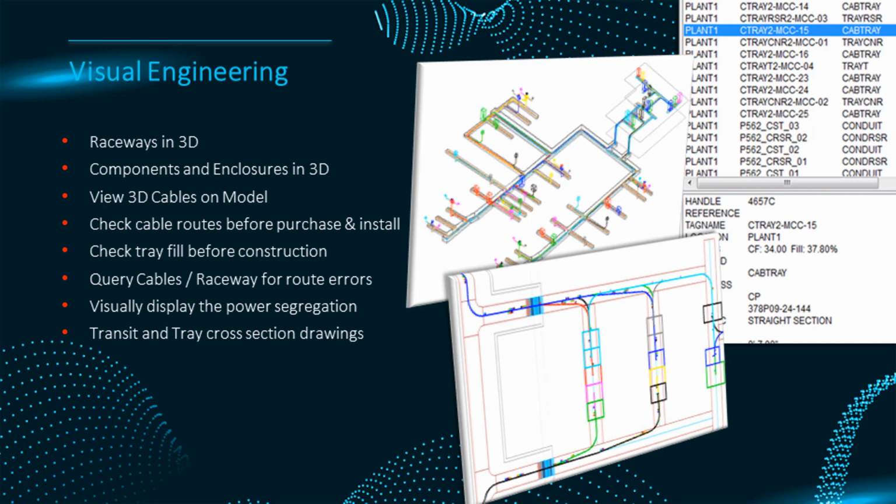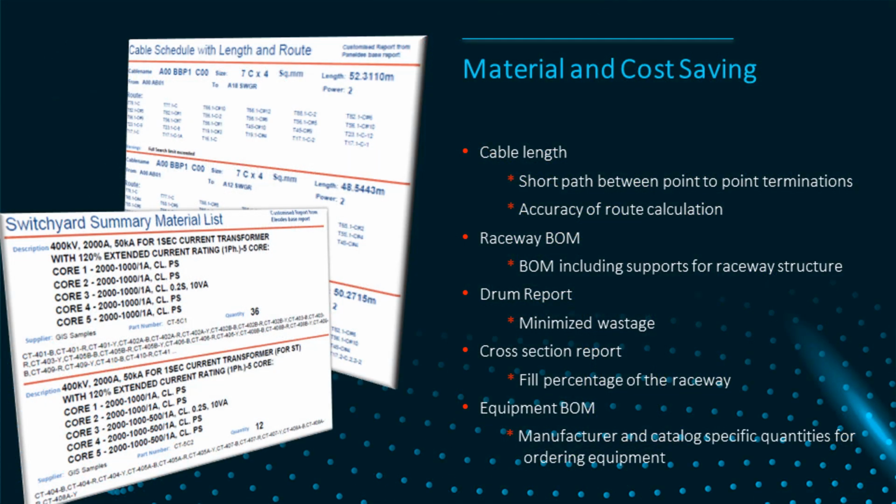With accurate 3D modelling, you can achieve significant material and cost savings. For example, if your cable lengths and drumming are accurate, you avoid wastage. Your bill of materials is accurate, ensuring minimal over-ordering. Tray cross-sections are accurate, allowing optimum filling and potentially smaller raceway.